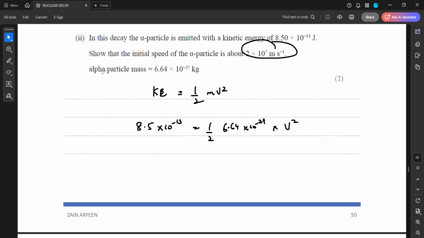This is the total mass of the alpha particle. No, they give the total mass of the alpha particle. They did not give us the mass of a nucleon. If the question had given the mass of a nucleon, like a proton or a neutron, then I would multiply by 4. But this total is already given, so I don't have to multiply by 4. This is the total mass given.